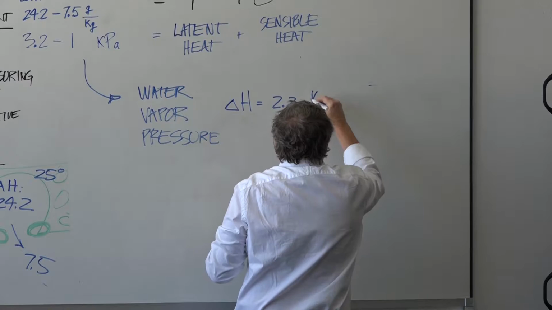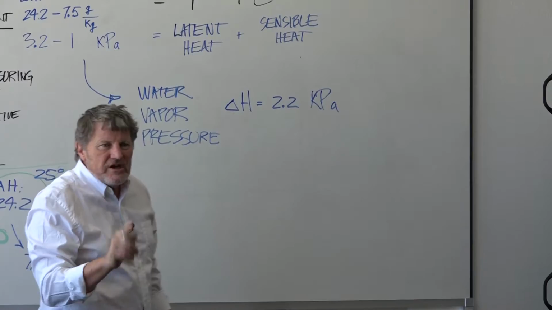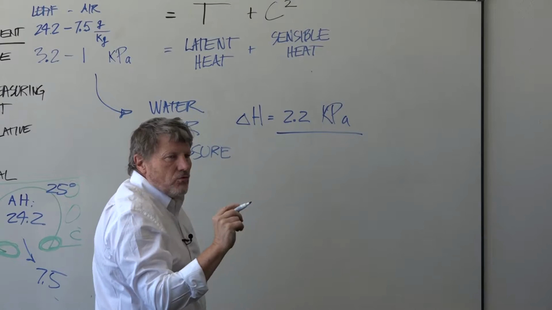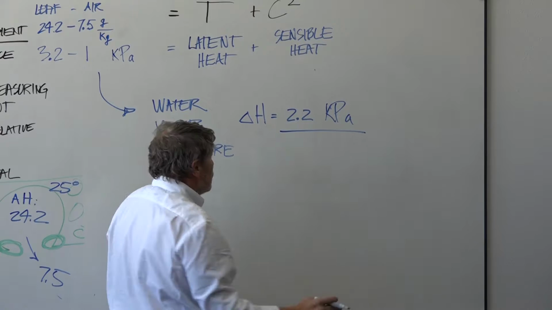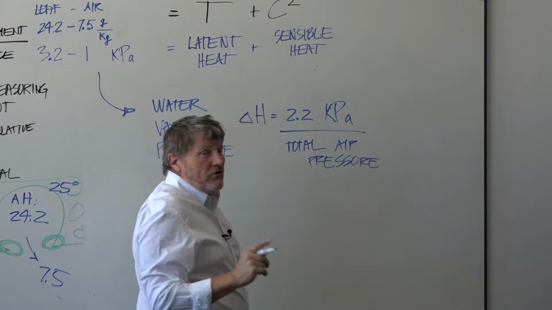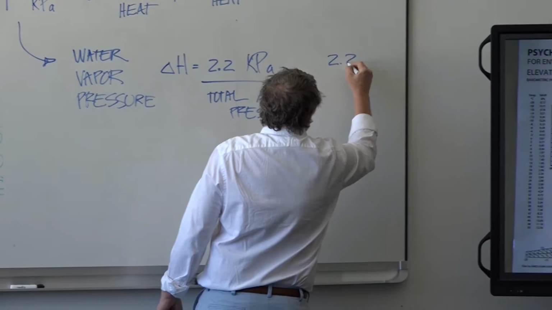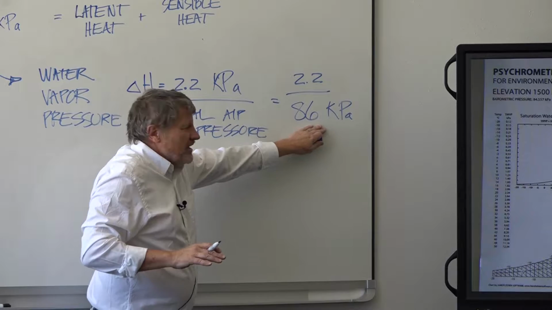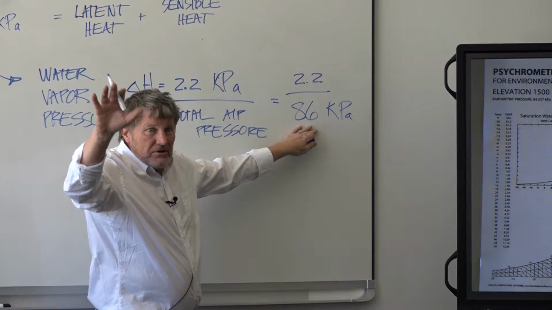Now, we would like to get a dimensionless ratio that we can use at all elevations and all pressures. So we ratio the pressure of the water in the air to the total air pressure. We divide it by the total air pressure. And at our elevation, our average air pressure, 2.2 divided by 86 kPa. This varies a little bit. High pressure and low pressure might go from 85 to 87. It doesn't vary very much. Top of Mount Logan, I think it might be 60 kPa. It varies a lot with elevation, but high and low pressure fronts don't change it very much.